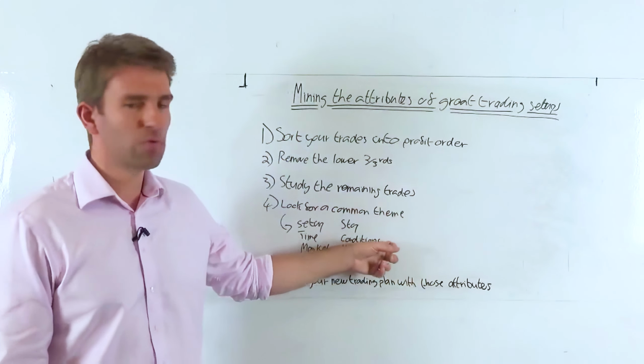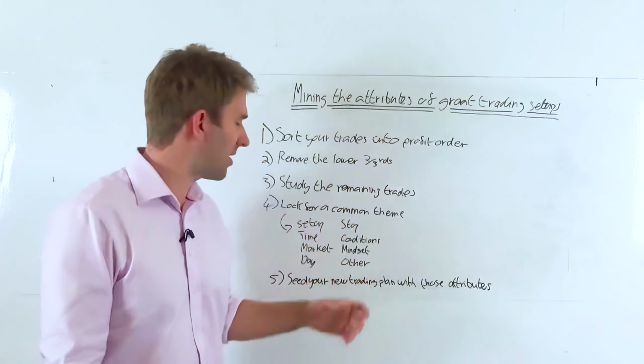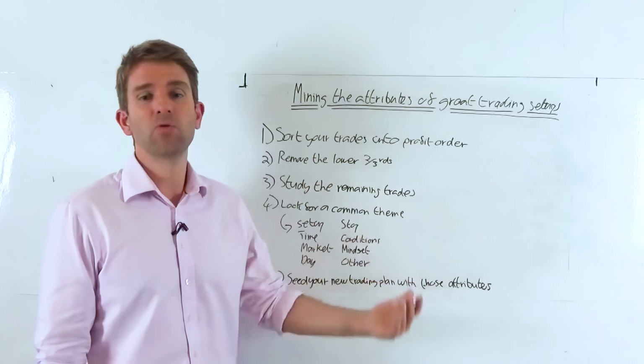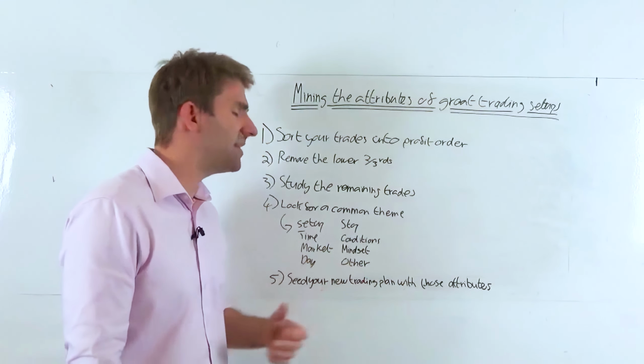And we've got conditions. So what are the conditions of the market? Is it trending? Is it range bound? What are the conditions of the broad market? What was your mindset at the time? This is obviously going to require you to have done some journaling. Were you in a good mood? Were you in a bad mood? Were you frustrated? Were you angry? All those kinds of things. And anything else that you spot.